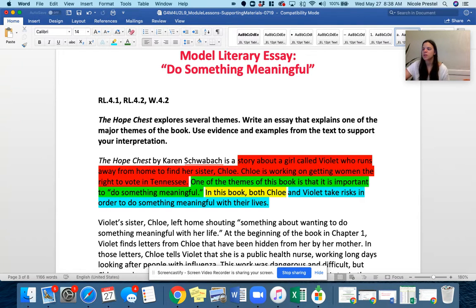Okay, so let's go through this. What is the introduction? What is this very first part about? So let's read it, and then I want you to tell me, what is it about?